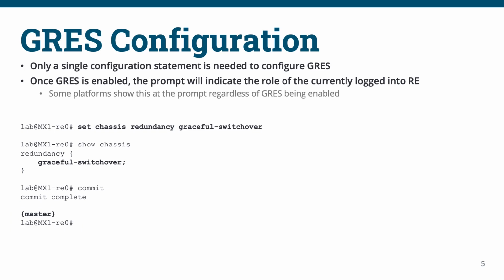Now, we mentioned that even with GRES, that our device will need to start up the RPD process again on the backup RE and re-establish protocol adjacencies during a switchover, which is likely to cause production traffic impact. Let's see how we can help with that particular issue.